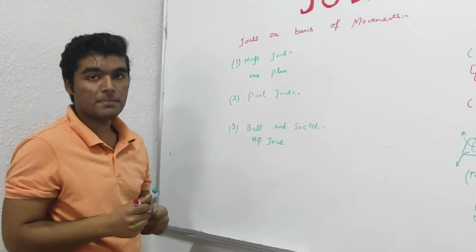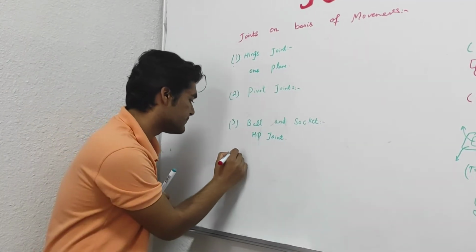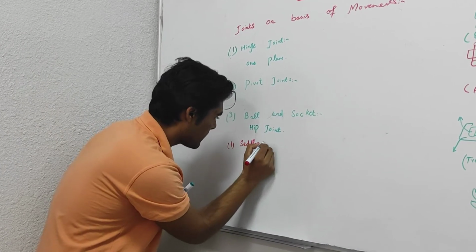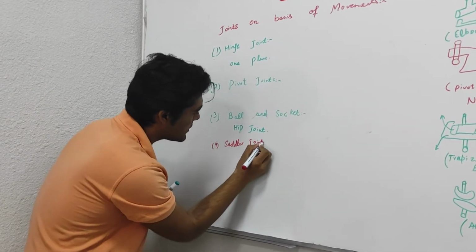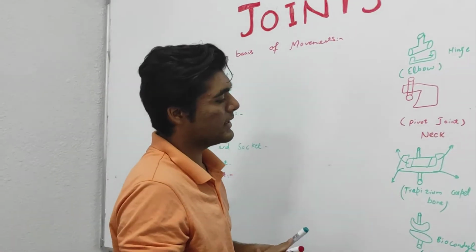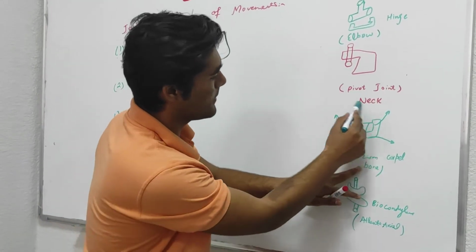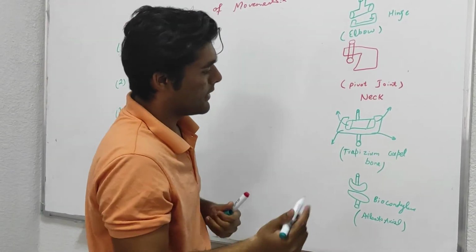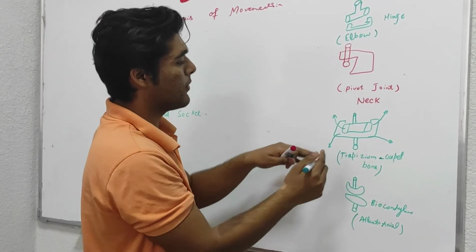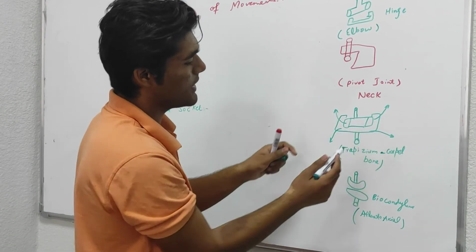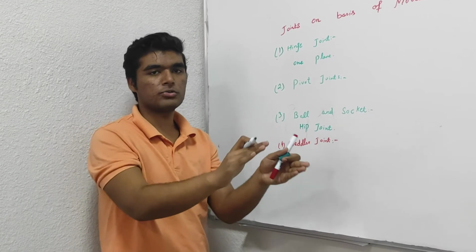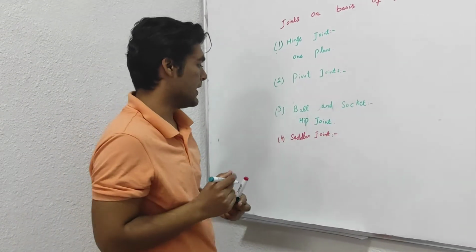Now, our fourth type is the saddle type of joint. As its name shows, it came from the word saddle. Here is a diagram of the saddle type of joint. Its example is the trapezium and carpal bone joint. You can see its shape is just like a rider riding a horse, sitting on a seat. Its shape is just like that.